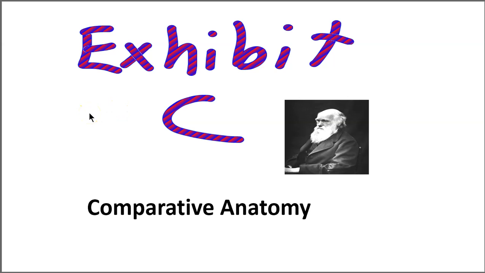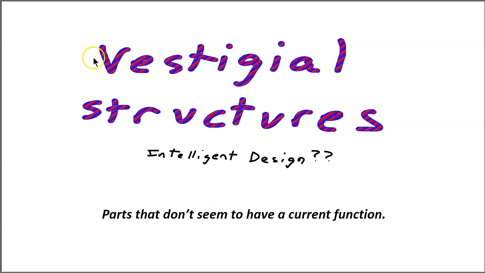This will be another lesson in the category that we're calling Exhibit C, Comparative Anatomy. We'll learn about structures called vestigial structures. These are parts of an organism, like an animal or plant, that don't seem to have current function.